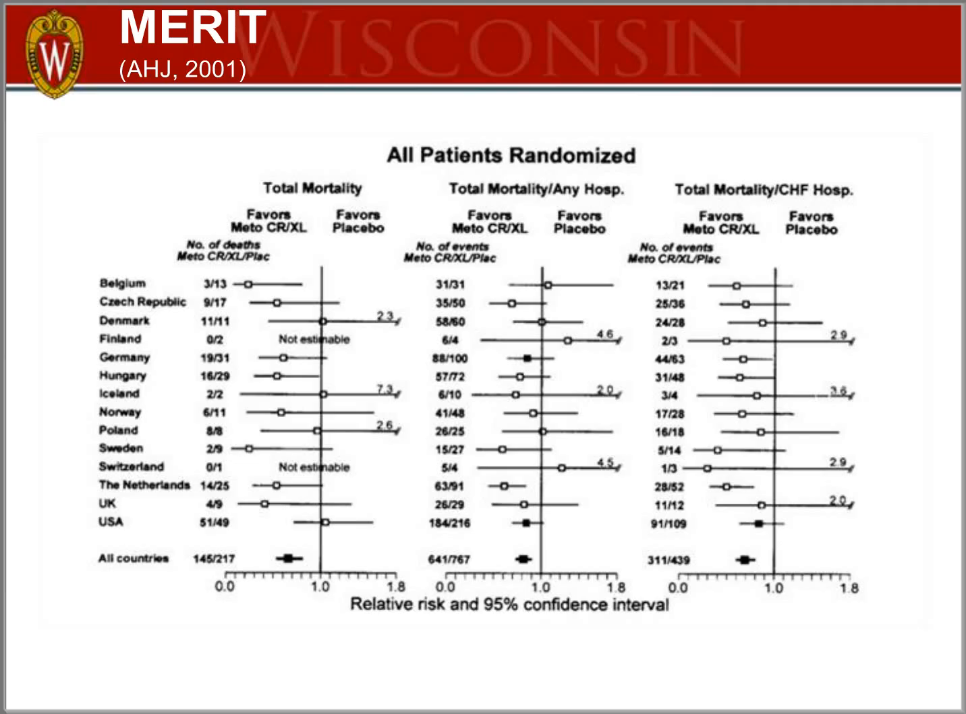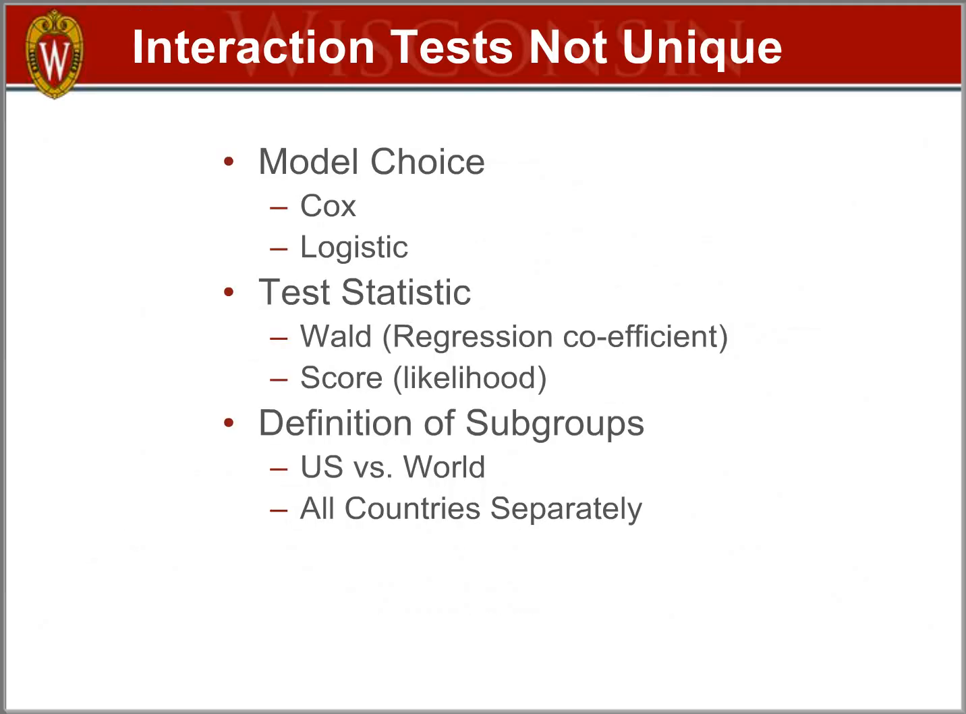It seems that given all the subgroups that were compared and all the countries that were compared, this particular one subgroup of mortality in the U.S. is likely due to chance. However, because it's the U.S. and because of mortality, it was not easy to just ignore this. Further analysis was done to detect the interactions between countries, and there are lots of choices: which statistical model you use, which statistical test you use, how you define the subgroups, the U.S. versus the world, or having all countries individually. These different ways of looking for interactions came up with slightly different answers.